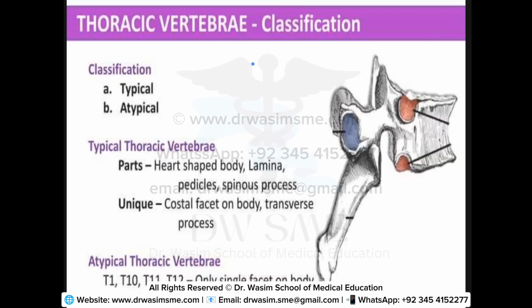Next up we have the thoracic vertebra. Thoracic vertebrae are classified into typical and atypical. The typical ones have a heart-shaped body, a lamina, a pedicle, and a spinous process. This is the body of the vertebra. These are the superior and inferior facets, which make joints with the vertebra above and the vertebra below. There is the pedicle and lamina, and this is the spinous process. We cannot see it in this view, but there is also a lateral process as well. I will explain this in the next diagram.